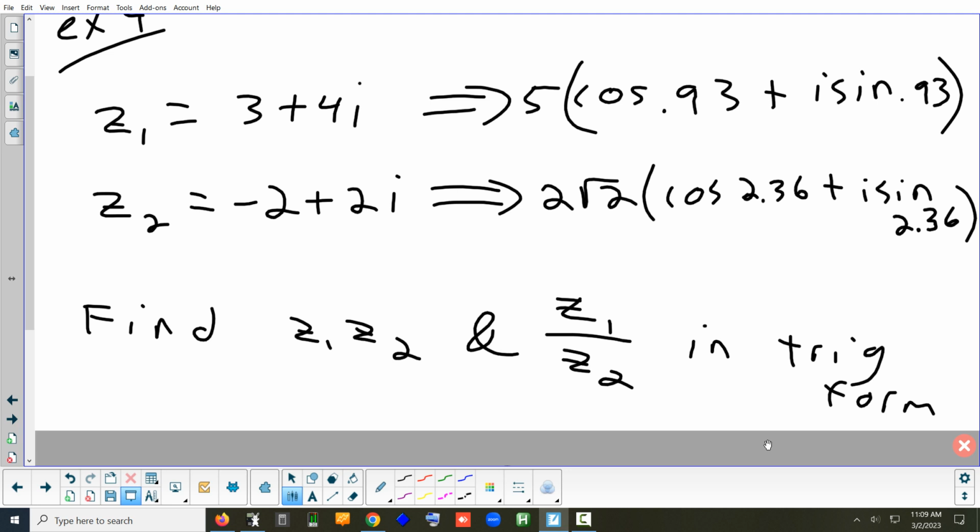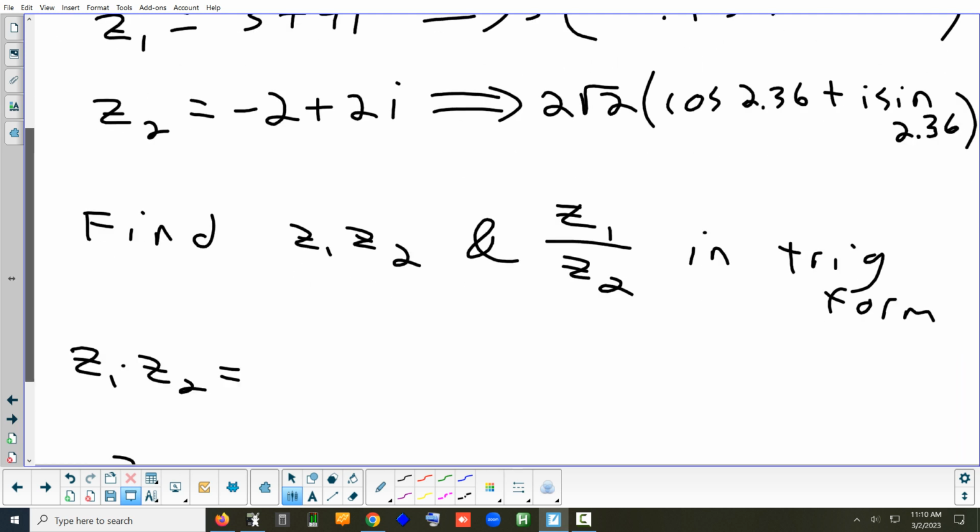Now, let's do the product and the quotient using the trig form, and then I'll quickly FOIL these out and show you that it comes out the same. I'm not going to divide them because that takes a little longer, but I will FOIL these out and we'll see that it's the same. All right, let's start with Z1 and Z2.